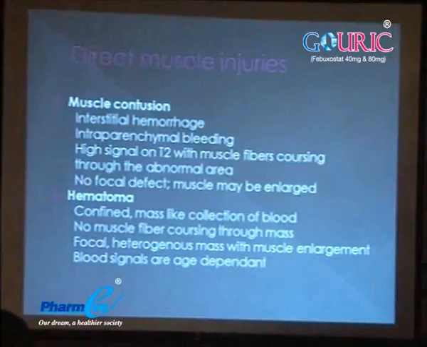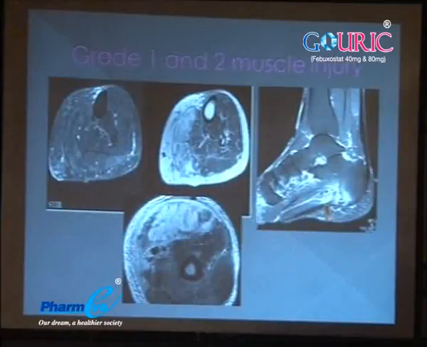They can be complete muscle tears, and later on there can be hematomas, and when the hematomas progress, they can get calcified or ossified, and you get what is known as myositis ossificans. Grade 1 and 2 muscle injuries, again we will not do MRI to diagnose grade 1 or 2 muscle injuries, but this is what it would look like if incidentally you do see them.